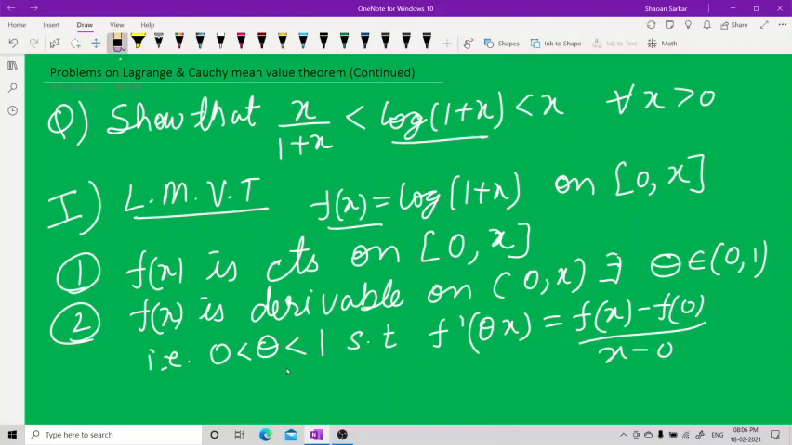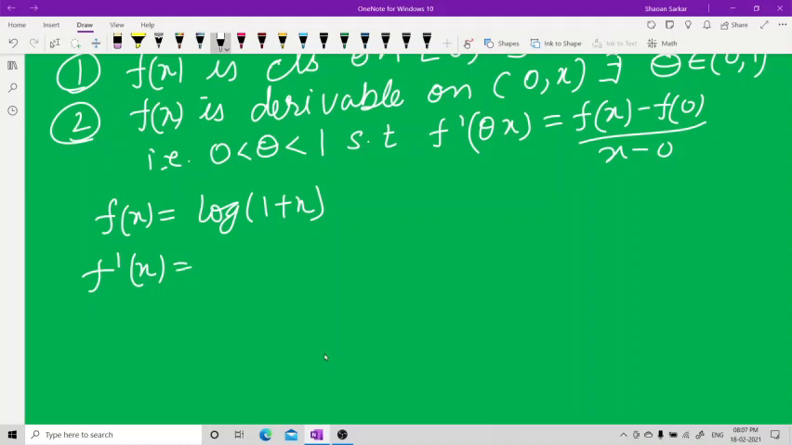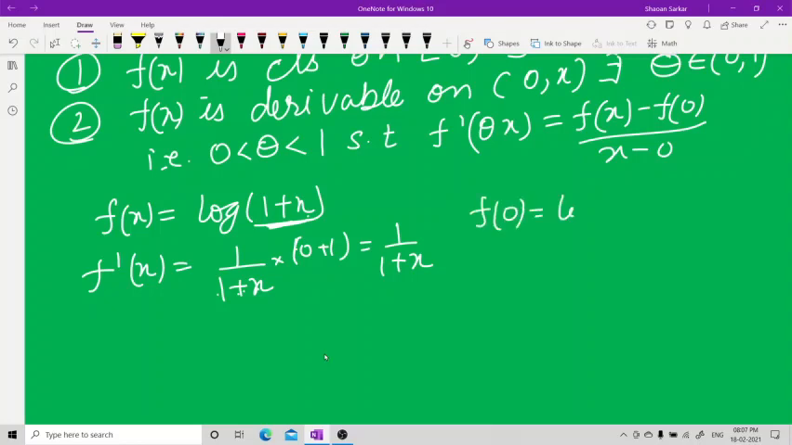Now we know f(x) is log 1 plus x. So f dash of x, by chain rule, is 1 upon 1 plus x, because the derivative of log of x is 1 upon x, and then you differentiate the inside, which gives 0 plus 1. So f dash of x is nothing but 1 upon 1 plus x. Now, f of 0 is log 1 plus 0, which is log 1, and this is nothing but 0.